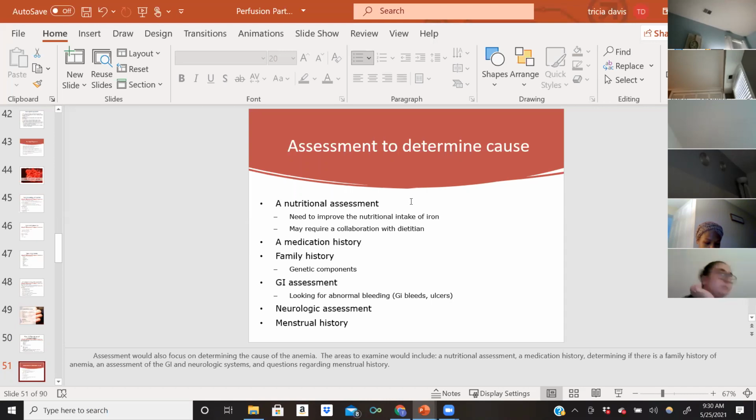And then if we are talking with women, of course, we want to get some more information about their menstrual history. What do their cycles look like? Are they regular? Do they come every 28 days? Do they come every 14 days? Do they last 3 to 4 days, or do they last 12 days? These are going to be indicative of issues that can cause anemia.